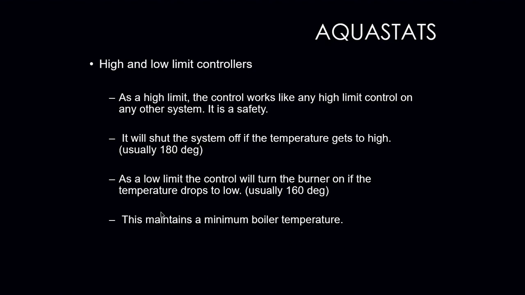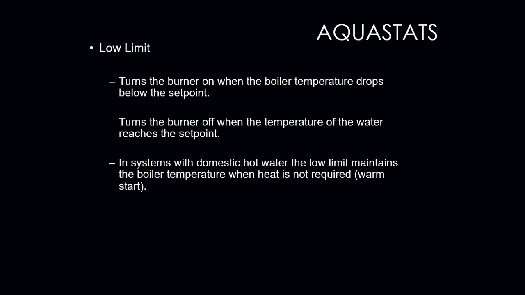It's also going to act as a low limit control when the boiler temperature drops too low, and that is usually around 160 degrees. Okay, the simple thing of what an aquastat is, what it's going to do, it's going to maintain the minimum boiler temperature that we need it to operate at. With the low limit, it turns the burner on when the boiler temperature drops below the set point. Okay, it's going to turn the burners off when the temperature of the water reaches the set point.